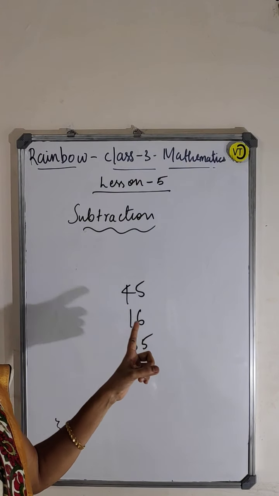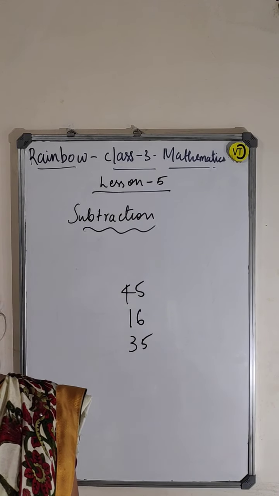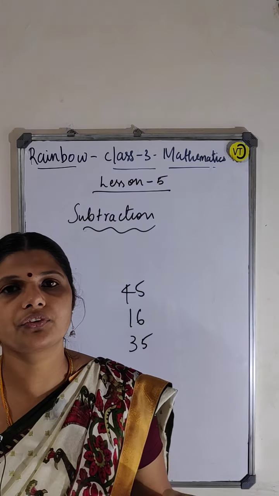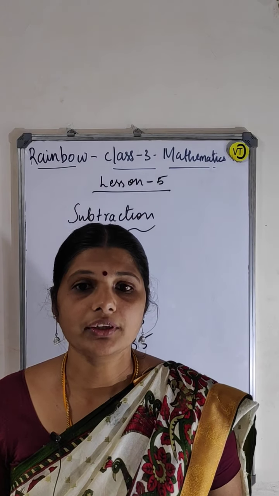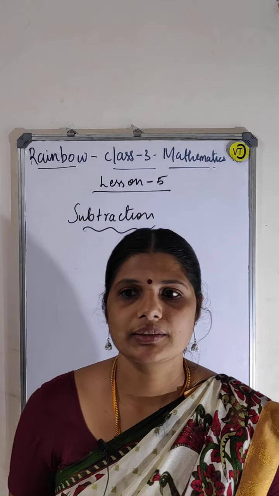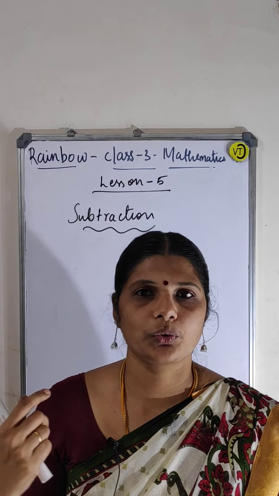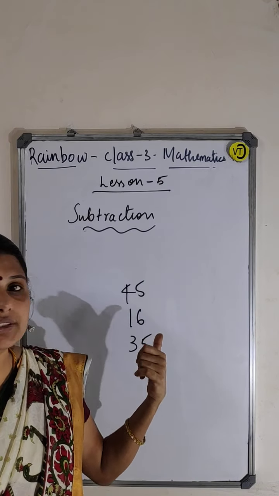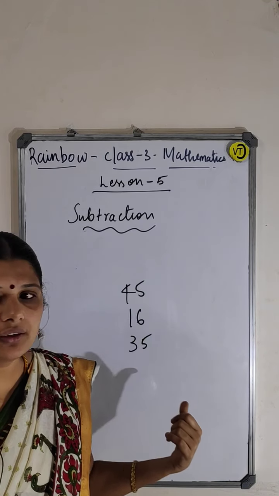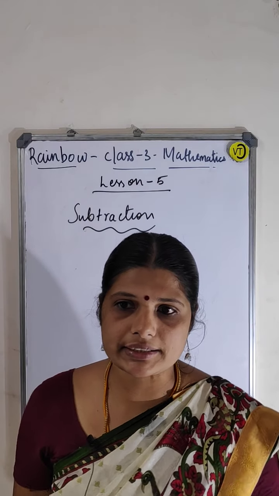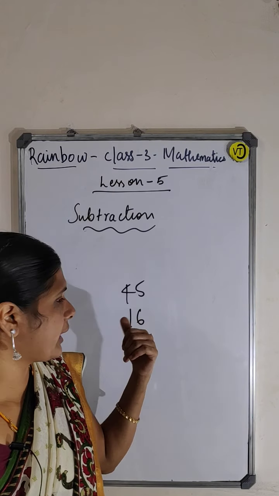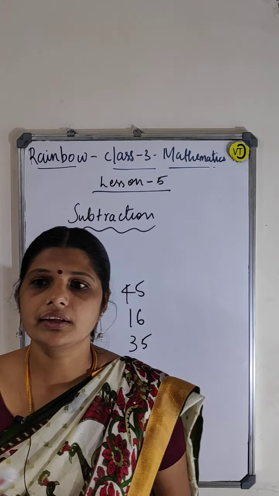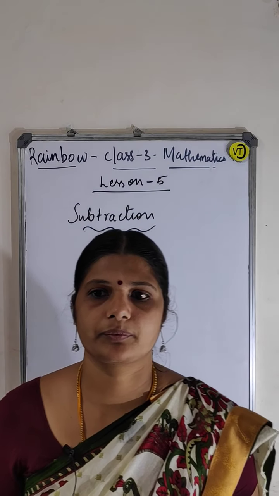So 45 plus 16 plus 35 gives 96. You take 96 from 150, you will get 54. So there are 54 chocolates in the packet. So quickly she calculated, right? Whenever he has distributed all these chocolates, 45 plus 16 plus 35, if you add them totally, how many is it coming? 96 is coming, right? Then take out 96 from 150, you will get 54 chocolates in the packet.